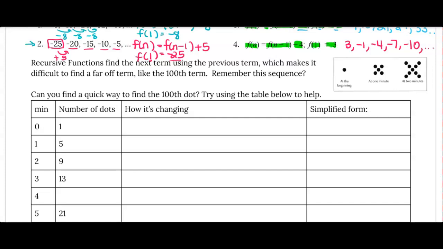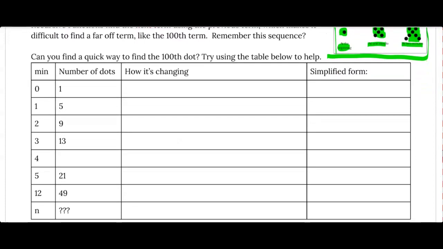So if you remember back to last week, we looked at this sequence here, where at the beginning we had 1 dot, after 1 minute we had 5, and after 2 minutes we had 9. So now we want to think about how can we find the 100th term. So let's look at this in a table.